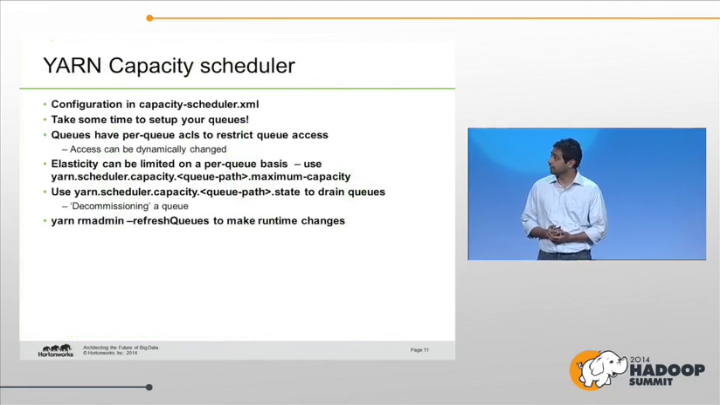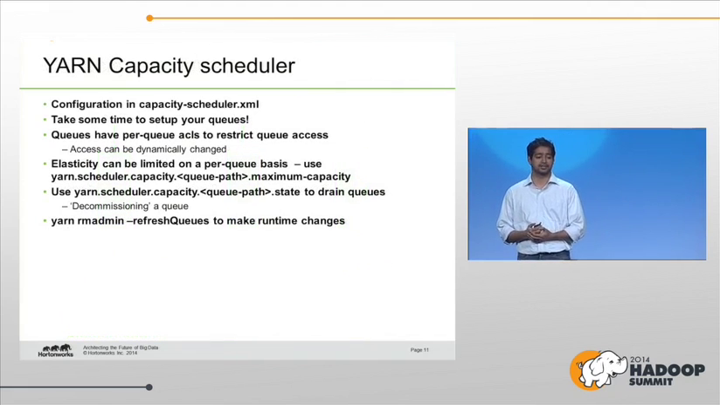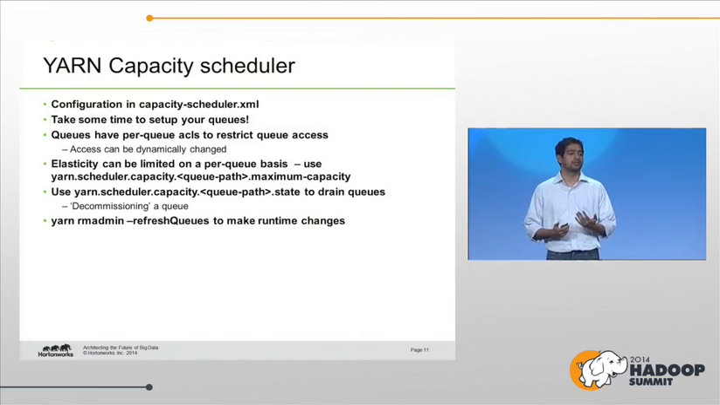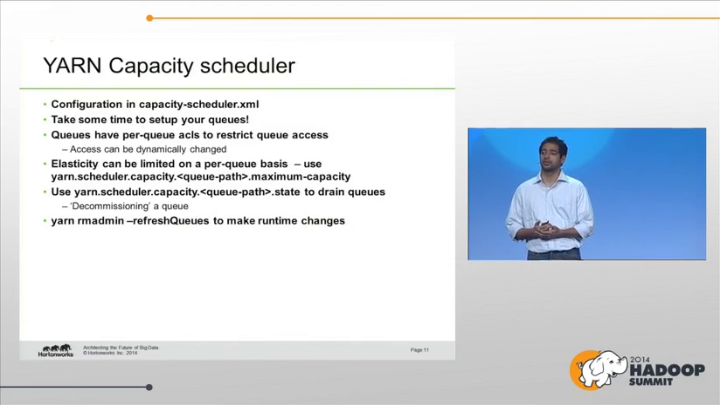So the main config file for the capacity scheduler is called capacity-scheduler.xml. Please take some time to set up your queues. If you get your queues right, it makes things a lot easier. We find a lot of people don't spend enough time figuring out how to set up their queues, and then when there's competition for resources, you end up suffering.